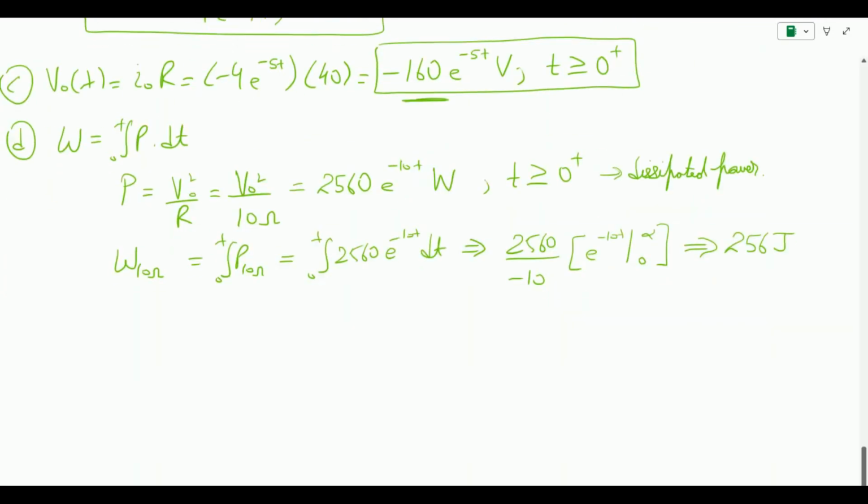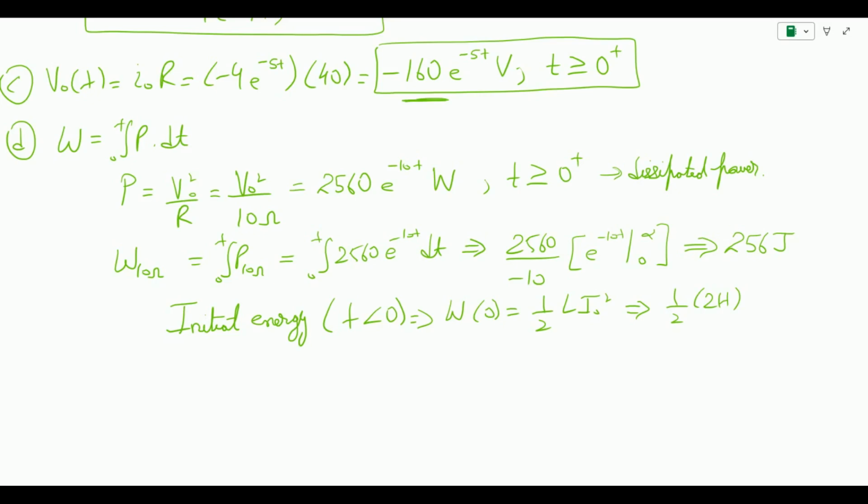Now we know the power across the 10 ohm and the energy at the 10 ohm. We want to know the total energy in the system. So we know that the initial energy of the system, initial energy again meaning when the time is less than 0, is always going to be equal to half L i naught squared. So this comes out to be half times the inductance value, which was 2 henry, times the initial current of 20 amps squared, so it comes out to be 400 joules.